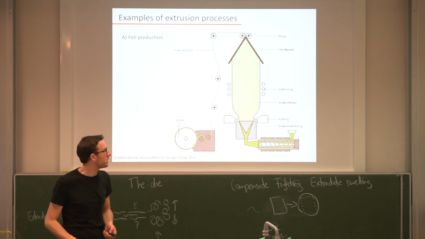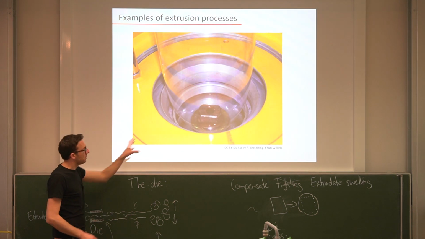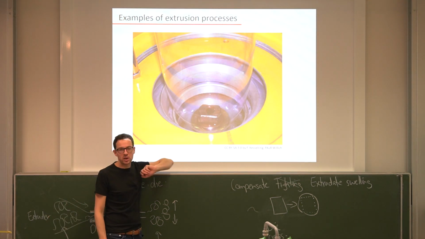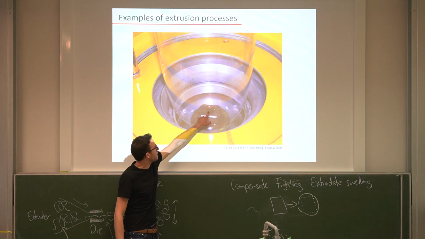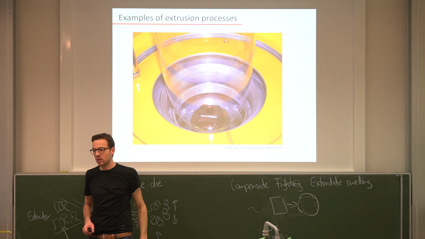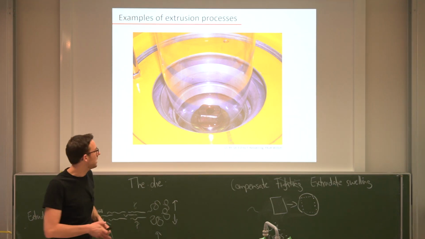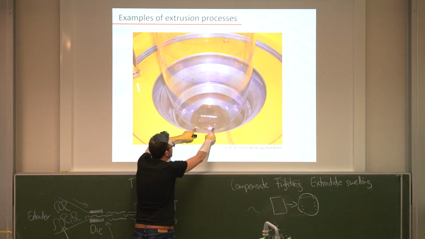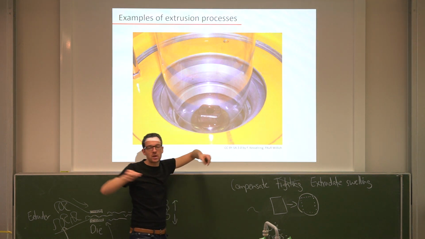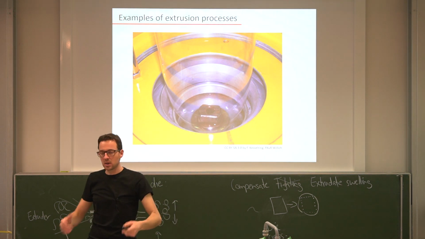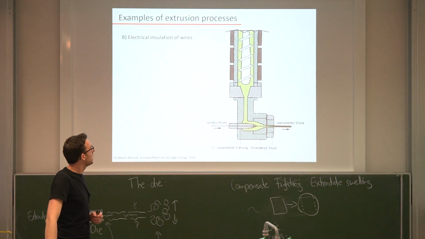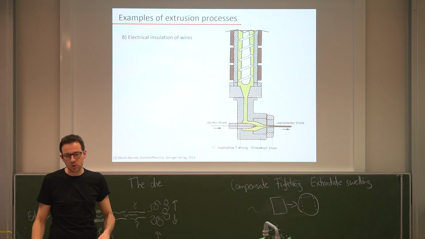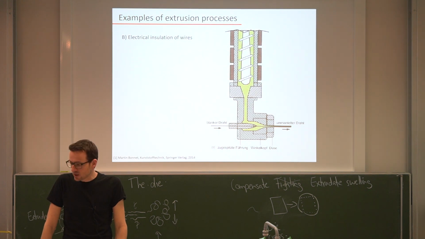A second example, here, by the way, you see a close-up image of such an extruder. You see here is where the polymer comes out, and you see here is kind of an outlet to blow in air, and this then, as you see, expands the cross-section, thins out the material, and this is how you produce these plastic foils.